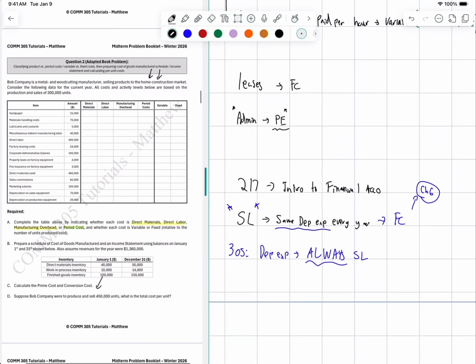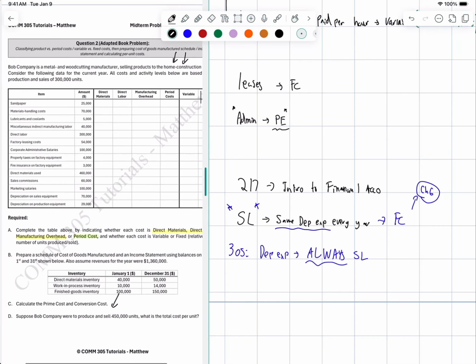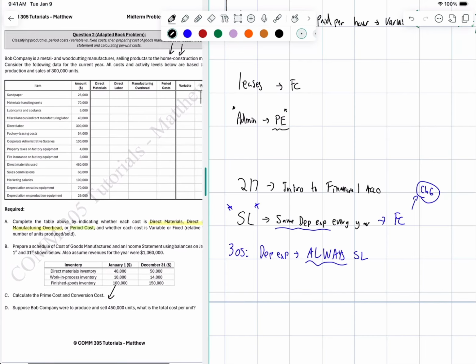Okay, now that's required A, done. Next, required B, prepare a COGM schedule and income statement. Use the balances on January 1st and 31st below.